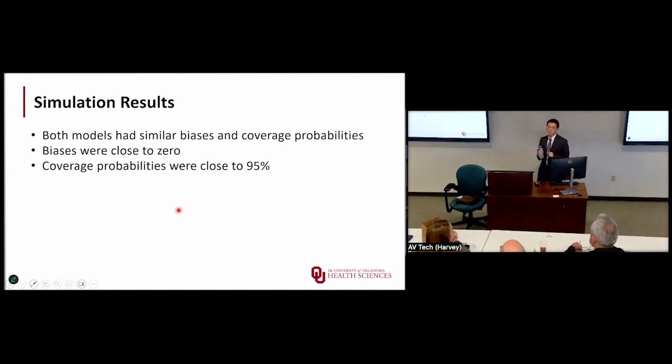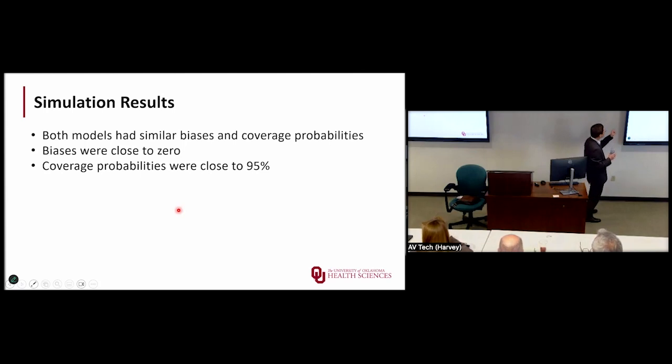To our surprise, because we expect GEE doesn't work well here, right? As theory tells us. But interestingly, both models had similar biases and coverage probabilities. So bias is the difference between your estimate and the true value. Of course, you want them to be close, therefore the bias should be small. And this is what we want. And we construct 95% confidence intervals. They should cover the true value 95% of the time. And that's what we got.